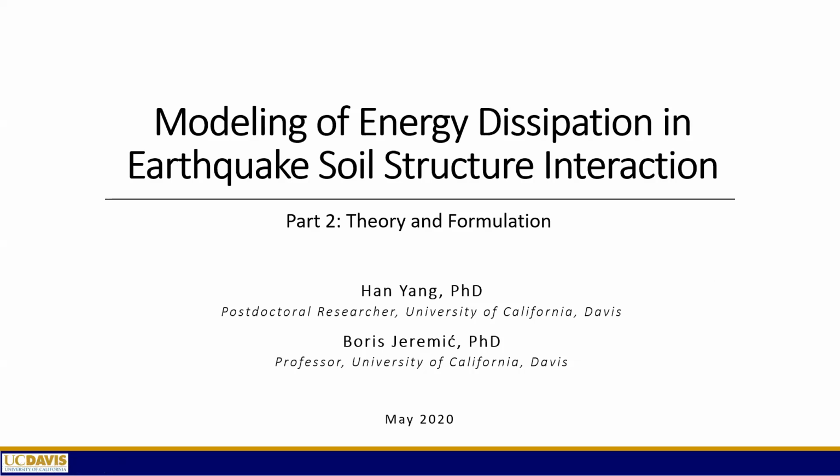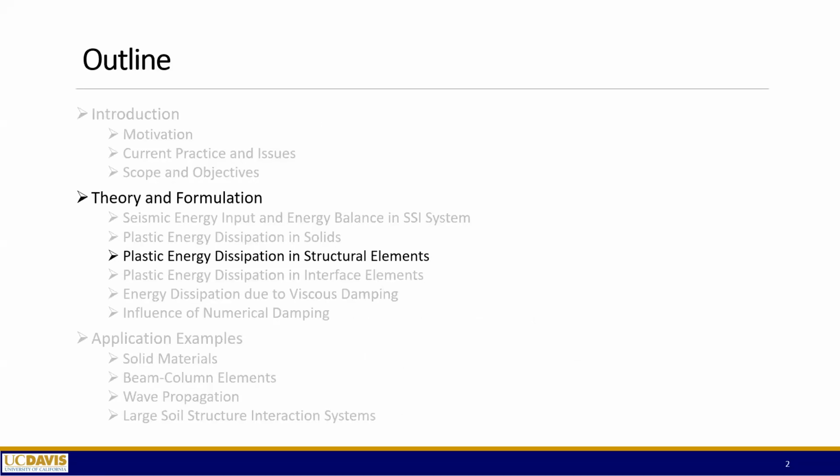Okay. So today we're going to continue on the topic of modeling of energy dissipation in earthquake soil-structure interaction. Today we're going to talk about the modeling of plastic energy dissipation in structural elements. Specifically, I'll be talking about beams, but as you will see later, it can also be used for other structural elements like walls, as long as they are modeled using the same so-called fiber section technique. I will talk a little bit more on that later.